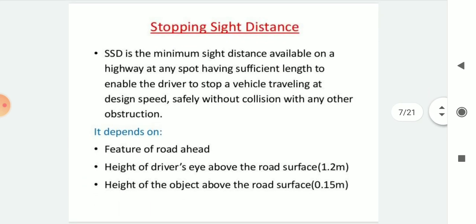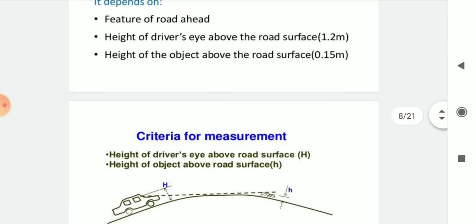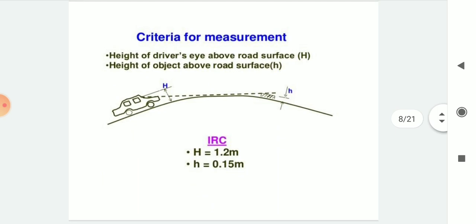Let's start with stopping side distance. Stopping side distance, that is SSD, is the minimum side distance available on a highway at any spot having sufficient length to enable the driver to stop a vehicle traveling at design speed safely without collision with any other obstruction. It depends on the features of the road ahead, the height of the driver's eye above the road surface, that is 1.2 meter, and the height of the object above the road surface, that is 0.15 meter.